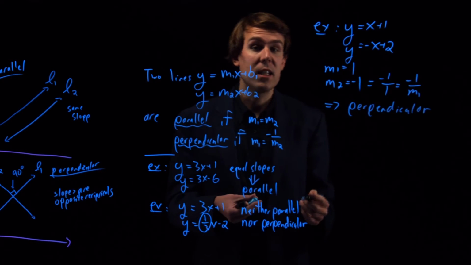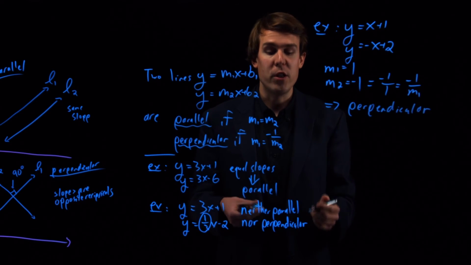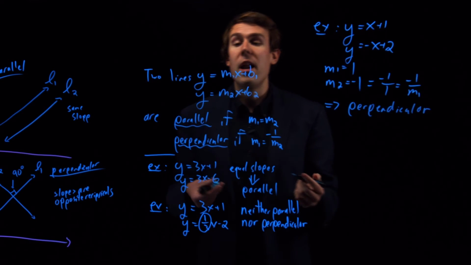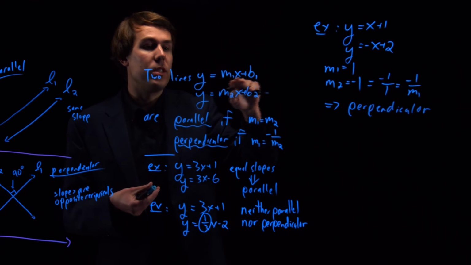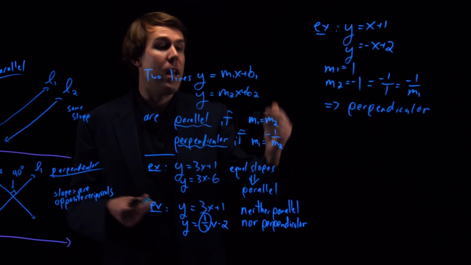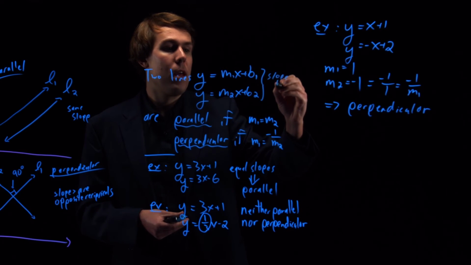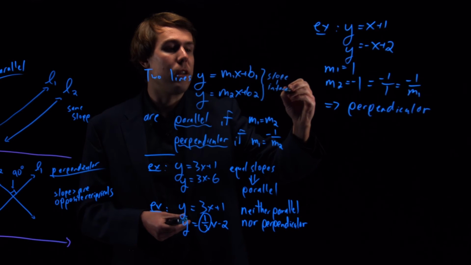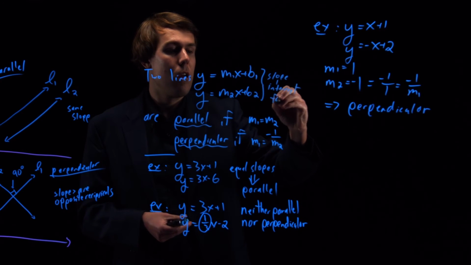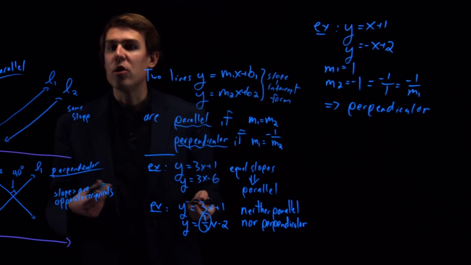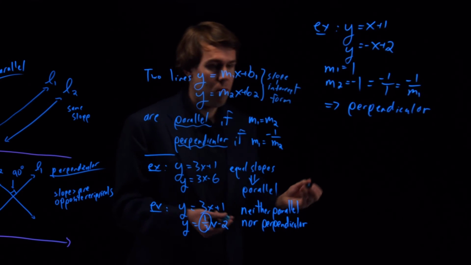Great. The last example I want to show you is one in which the lines are not in the form y equals mx plus b. That is, they're not in slope-intercept form. So we must start by converting to this form. It just means we have a little bit of algebraic manipulation at the start.